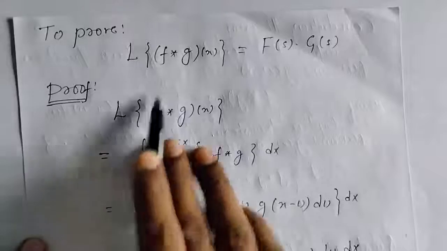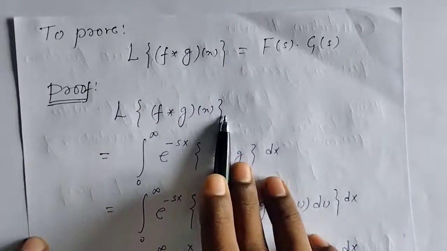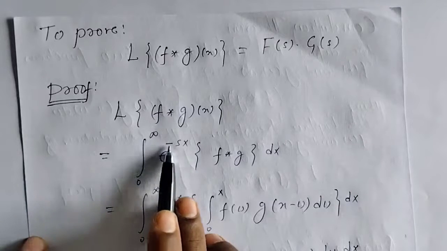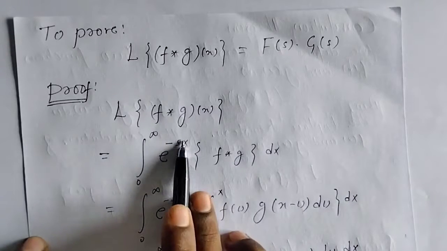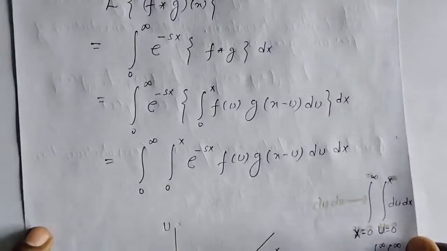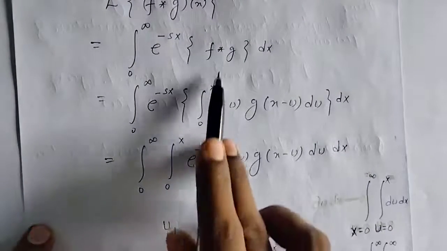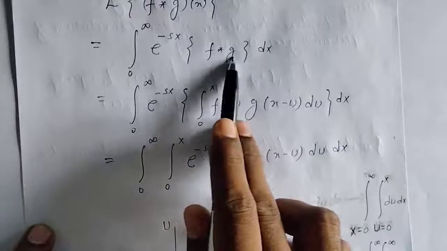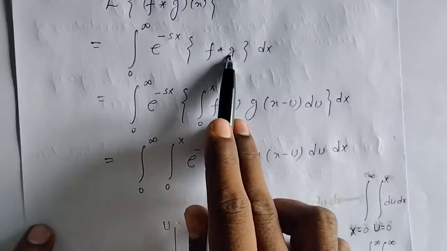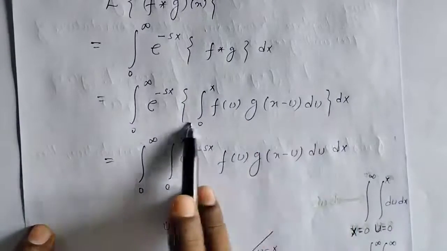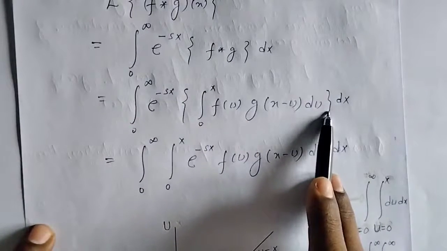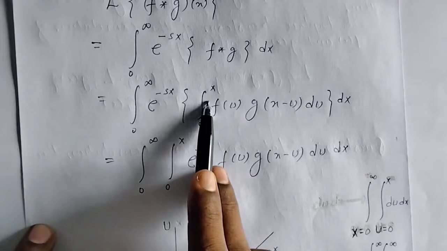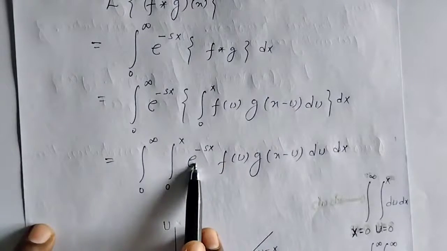You can see here we have taken the left hand side. Now we are expanding L, from 0 to infinity e to the power minus sx, from the definition of Laplace transformation. Next, we expand f star g, which is nothing but the convolution of f with g. It means this whole integral. Now you see this e to the power minus sx can be taken inside. This is what we have done.